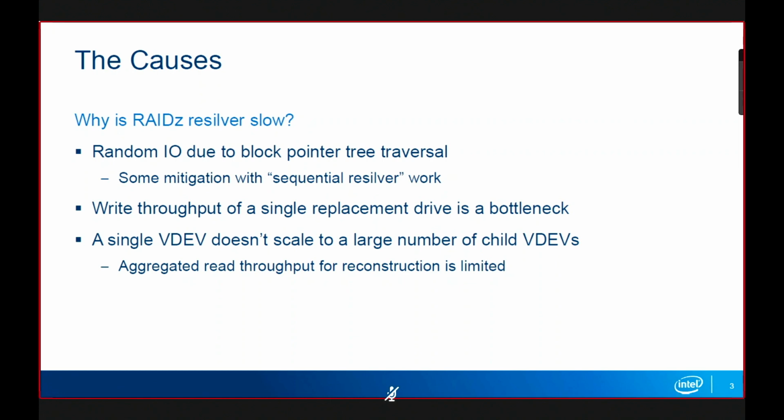The second reason for slow resilver is that since we are replacing a drive with a new replacement drive, the speed is limited by the write throughput of a single replacement drive. No matter how good the IOs you feed the drive, there is a hard limit there. You can't go faster than a single drive can do. There's also a similar limit to the read throughput during the reconstruction, because when a RAID Z VDEV is resilvering, it needs to read from all the healthy child VDEVs and reconstruct the lost data and parity. Apparently, if you have more child drives under a RAID Z VDEV, there is more aggregate read throughput available for the reconstruction. But unfortunately, a single RAID Z VDEV does not scale to a large number of child drives.